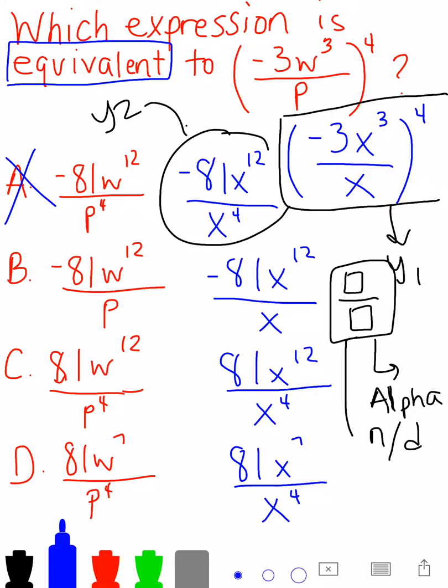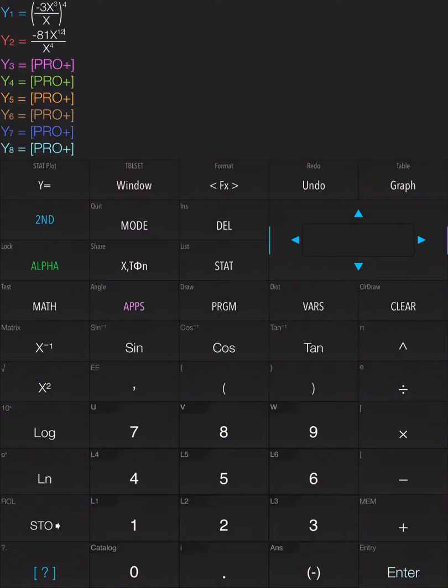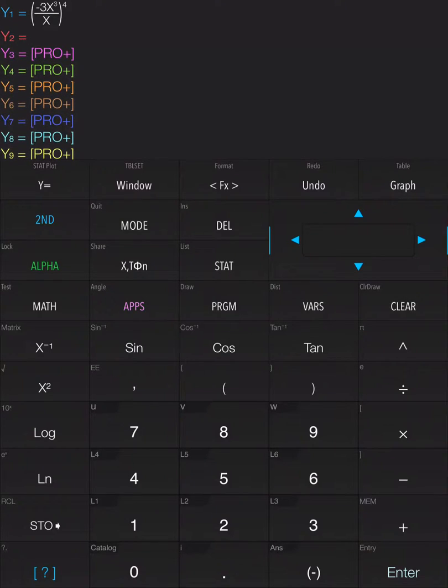So you're going to go back to your calculator. You're going to hit y equals, and go to y2. Clear out y2. Don't clear out y1, because you're going to have to rewrite that if you do, because that's your original problem.